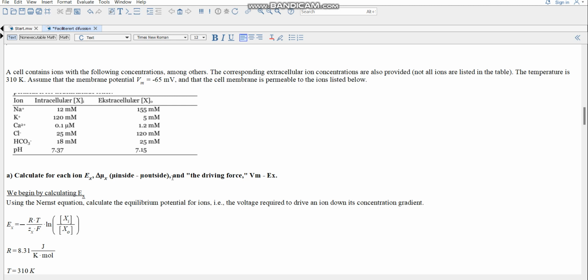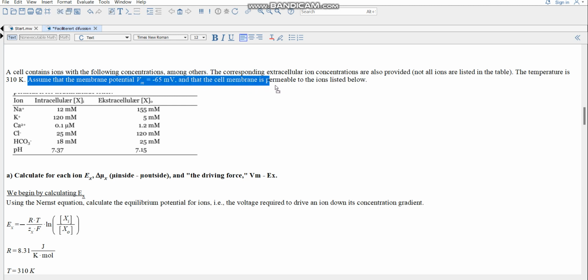So in simple diffusion, you do not have ions, but here we do have ions, and they can come through via these carriers. So let's do this task here. A cell contains ions with the following concentration among others. The corresponding extracellular ion concentrations are also provided. The temperature is 310 Kelvin. Assume that membrane potential is minus 65 millivolts and the cell membrane is permeable to the ions listed below.